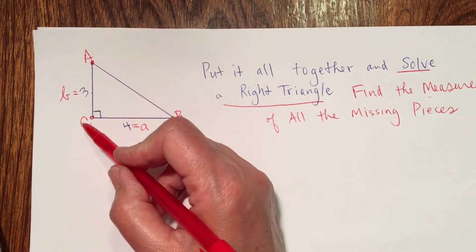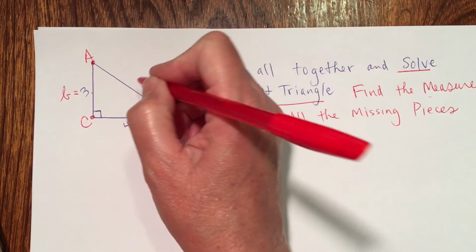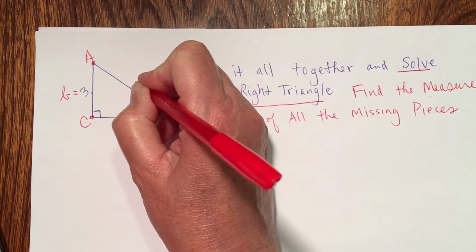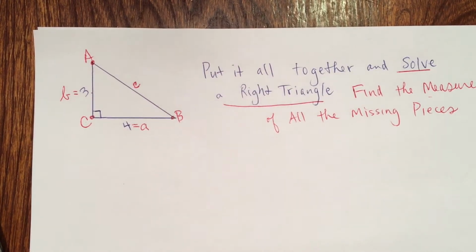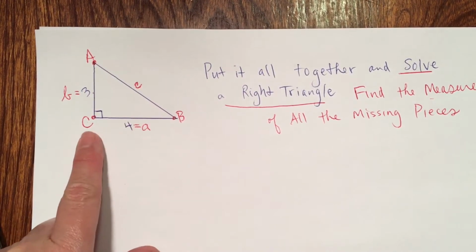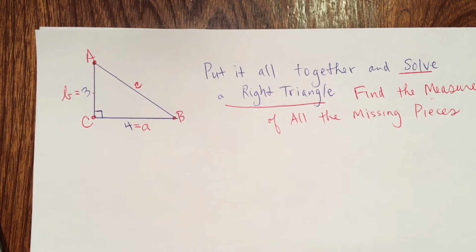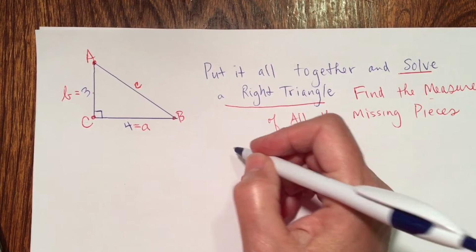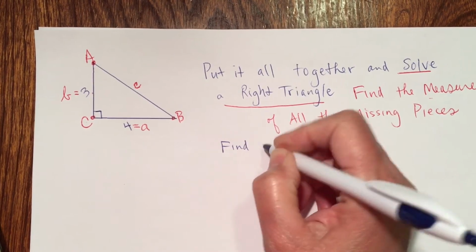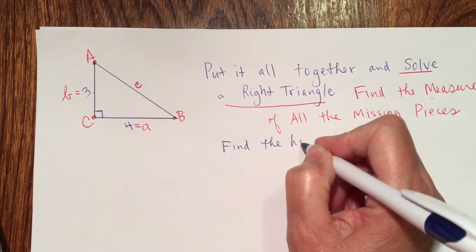Now little c is across from capital C, and it's really hard to distinguish between a capital C and a lowercase c, but that one's lowercase and this one's a capital C. And I want to find the missing parts of this triangle. As I look at it and I see what I'm missing, probably the first thing I'm going to do is look for c, the hypotenuse, because that's going to be fairly straightforward. So I'm going to write find the hypotenuse.